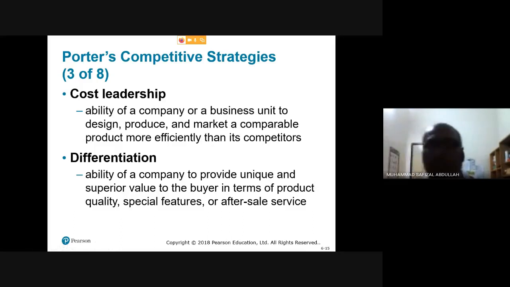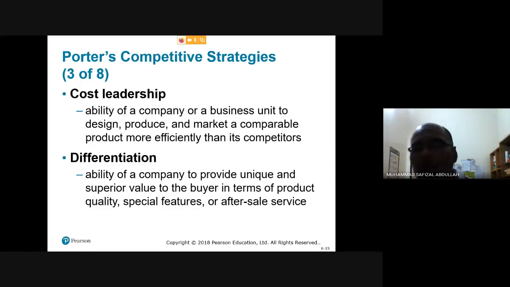Remember, cost leadership. Why is it called cost leadership? Why is there the word leadership here? Cost leadership means that when you can achieve this status, you are what we call the cost leader in the industry. By becoming the cost leader, you are selling the cheapest in the market. Your product is the cheapest in the market.